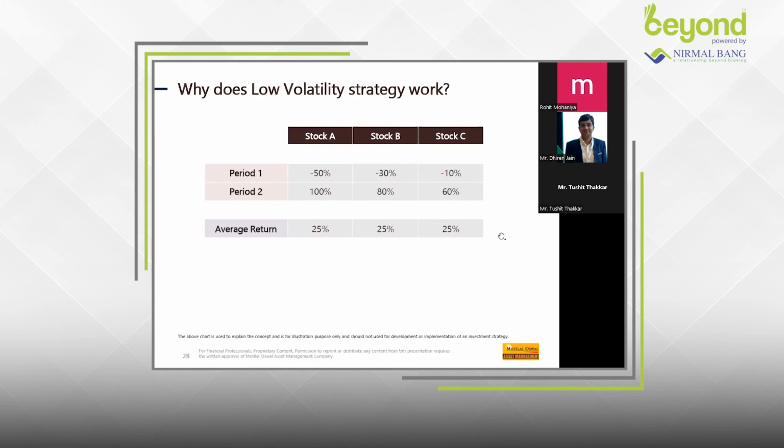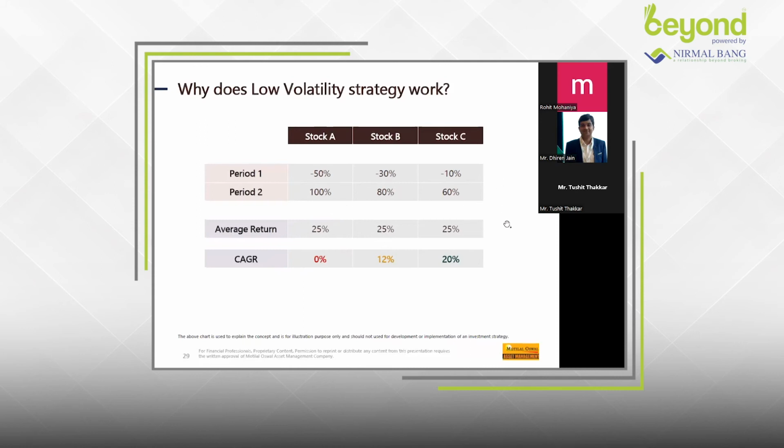Correct? But in all of these 3 cases, my CAGR is different. In the stock A scenario, the stock which goes down 50% and recovers 100% is basically a 0% CAGR. But stock C is 20% CAGR. Average return in all of these 3 cases is 25%, correct? Minus 50 plus 100 by 2, minus 30 plus 80 by 2.